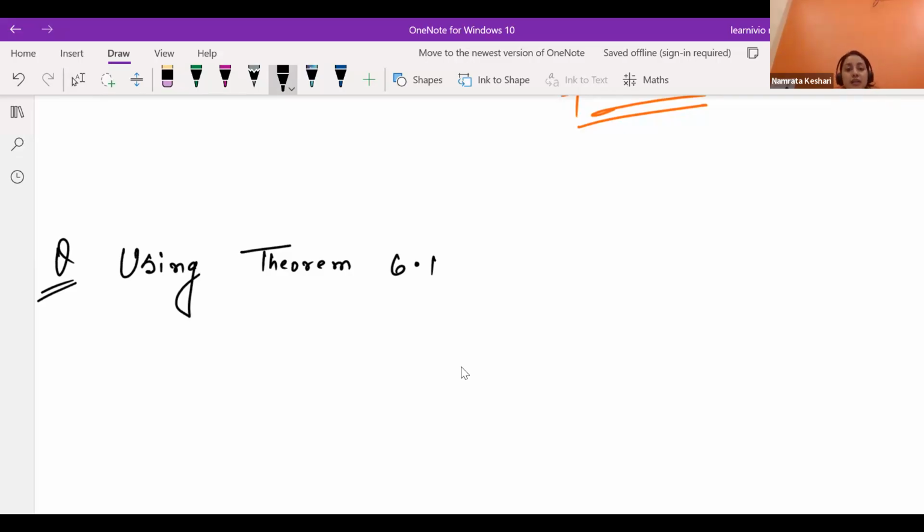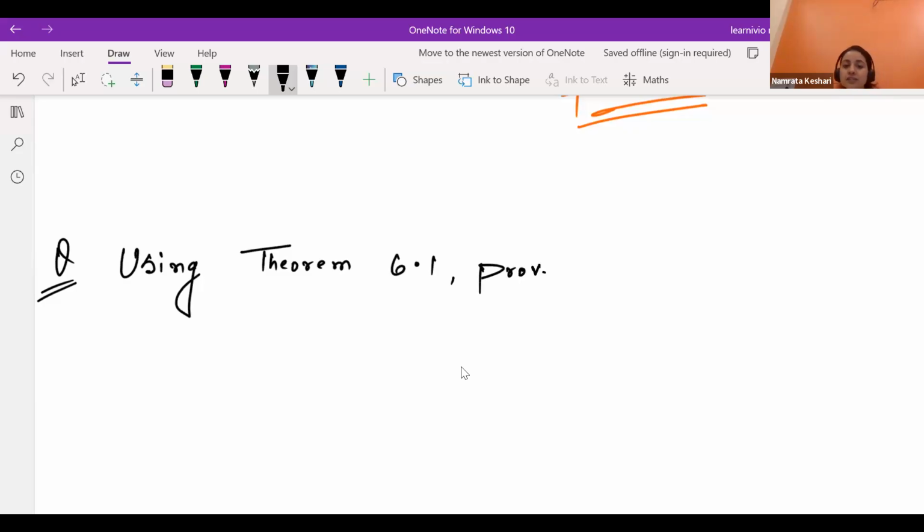Basically 6.1, let me remind you, was nothing but just the basic proportionality theorem: if in a triangle a line is parallel to one of the sides of the triangle, that line intersecting the other two sides will divide the other two sides in the same ratio. Basic proportionality theorem. Okay, that was 6.1, and the converse of the basic proportionality theorem was 6.2. So yeah, here it says 6.1, prove that.